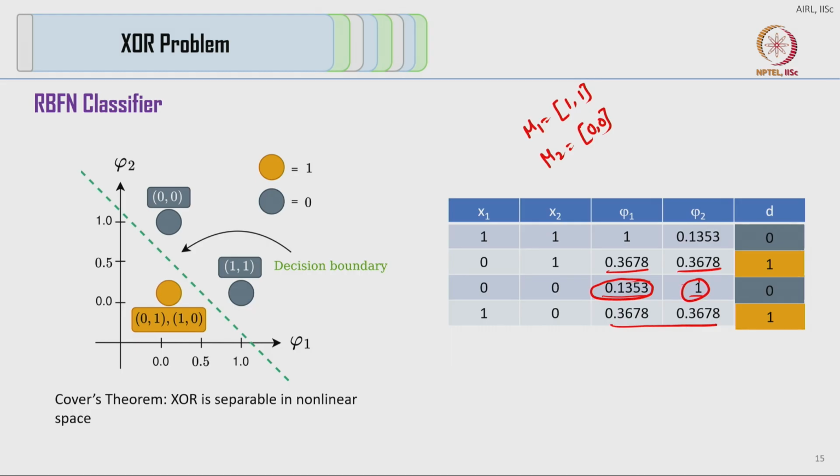Now if I try to draw the data in the nonlinear space of phi 1 and phi 2, what happens? The samples 0 1 and 1 0 map to a single point in the phi 1 phi 2 space, close to 0.3678 and 0.3678. Whereas the data 1 comma 1 and 0 comma 0 are mapped to these other points. Now you see I can draw a decision surface separating these.